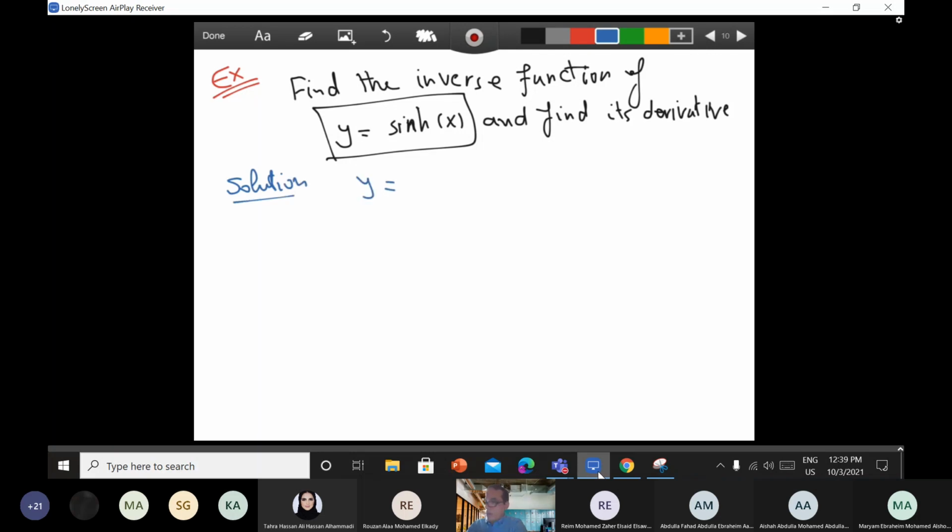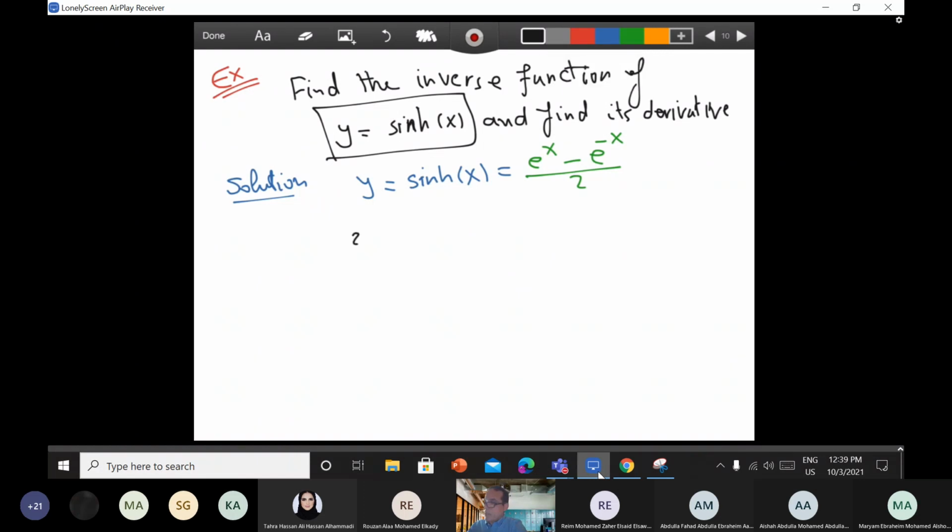Y equal to sine x. I don't have any information except the definition of the sine. What is the definition of the sine? Yes, e to the x minus e to the minus x over 2, right? Now I would like to have the inverse function.